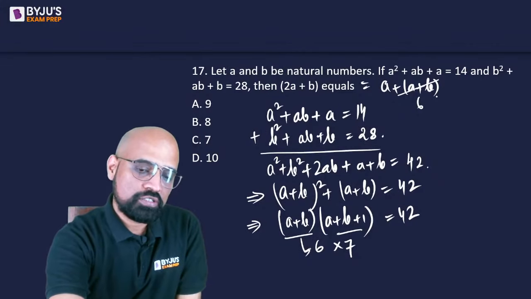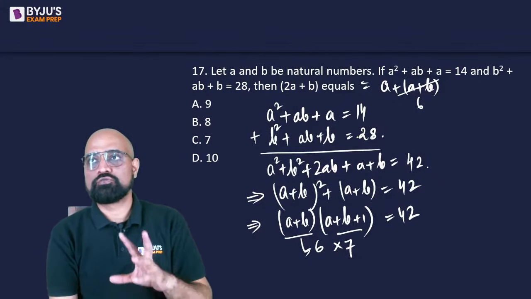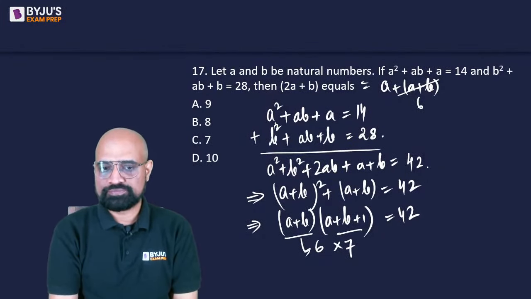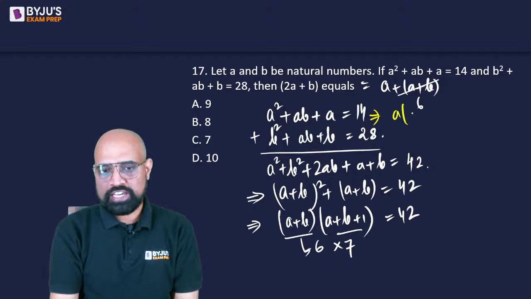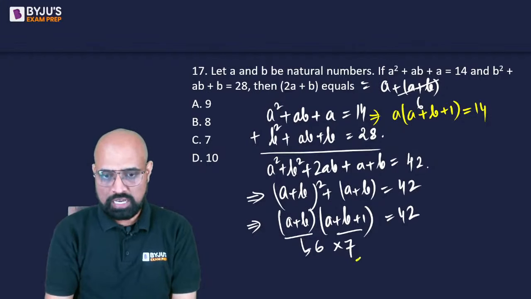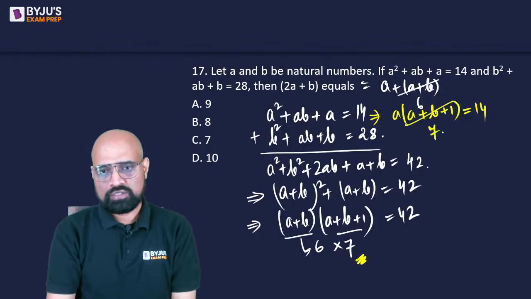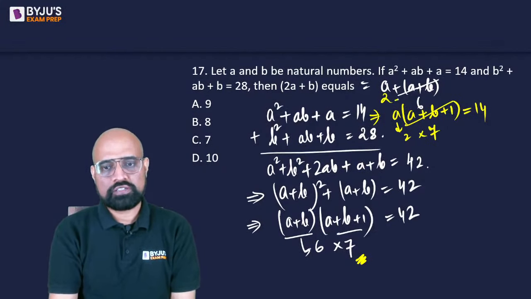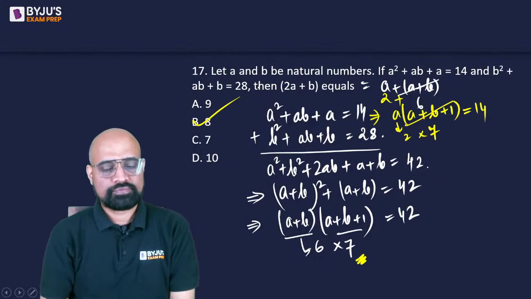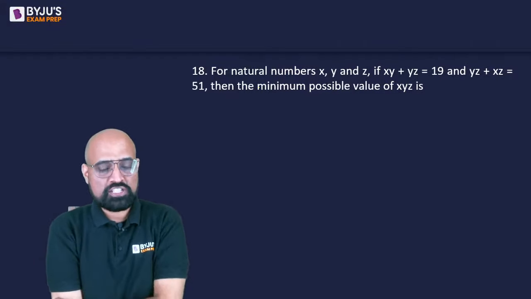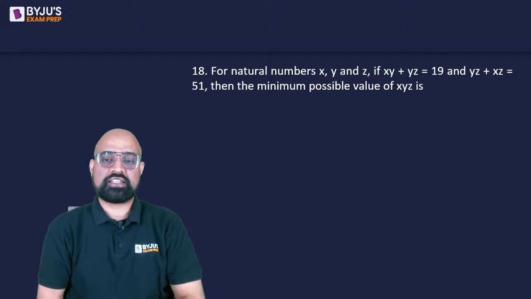The next approach is I have to somehow find one more equation between a and b, right? So if you pay a little attention, you will realize that the first equation, if you take out a common, you know what a plus b plus 1 is? अभी solve कर रहे हैं हमने, 7 है. So a is going to be 2. 2 into 7 is 14. So put 2 over here. 2 plus 6 will give you 8.